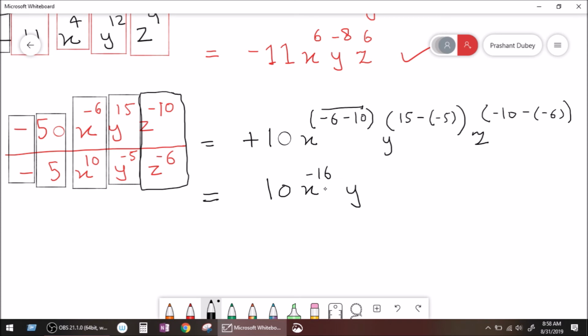Now, y to the power. What is minus times minus? Plus. So, what is 15 plus 5? 20. Very good. Now, z to the power again. What is minus times minus? Plus. What is plus times minus? Minus.